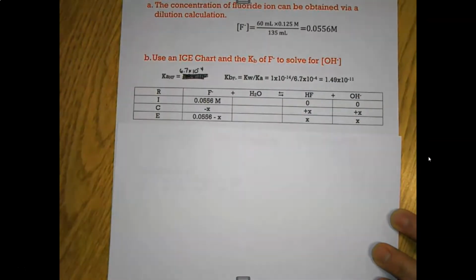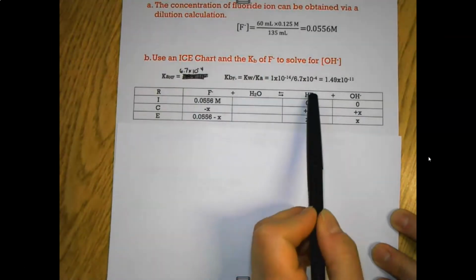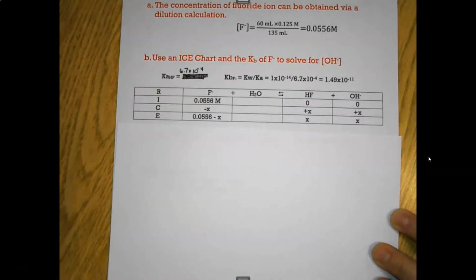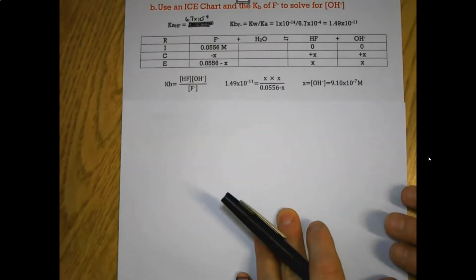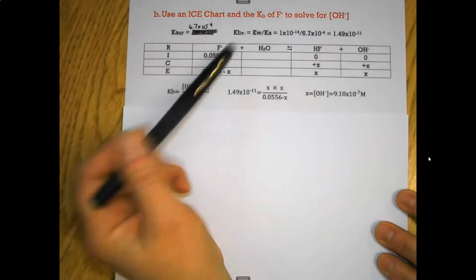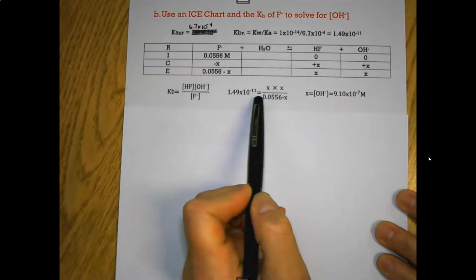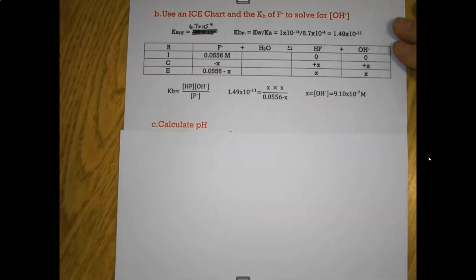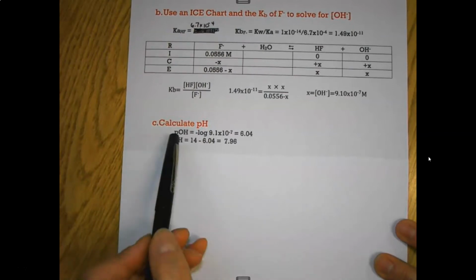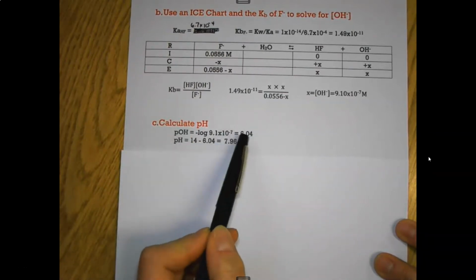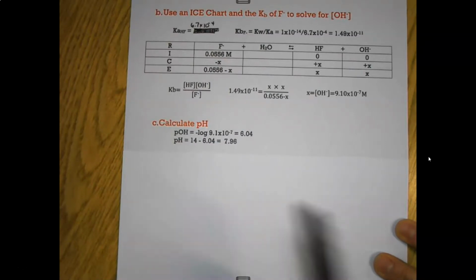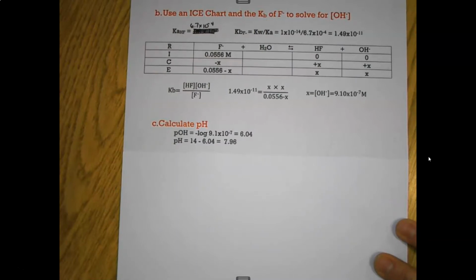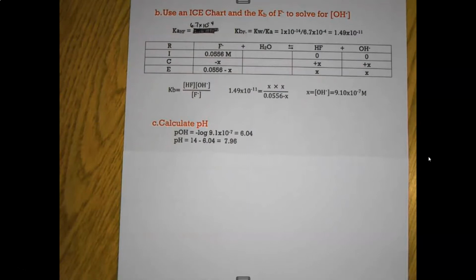Filling in my ICE chart, just like I did before. The F minus reacts with water to produce HF and OH minus, so we get some OH minus left in the solution after all is said and done. How much actually forms? I'm going to solve my equilibrium expression. 1.49 times 10 to the negative 11 equals x squared divided by 0.0556 minus x, which gives me an OH minus concentration of 9.1 times 10 to the negative 7. So final step, figure out what the pH is. Well, the pOH is the negative log of that concentration. So the pOH is 6.04. pH is going to be 14 minus that, or 7.96. So again, it's slightly basic.